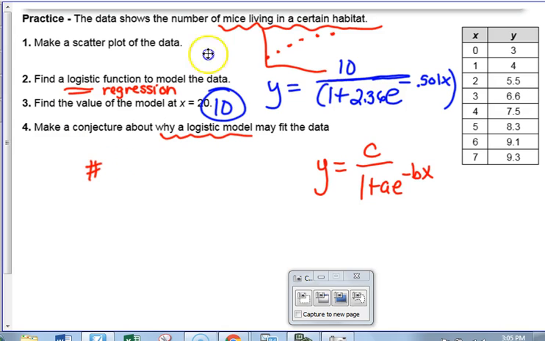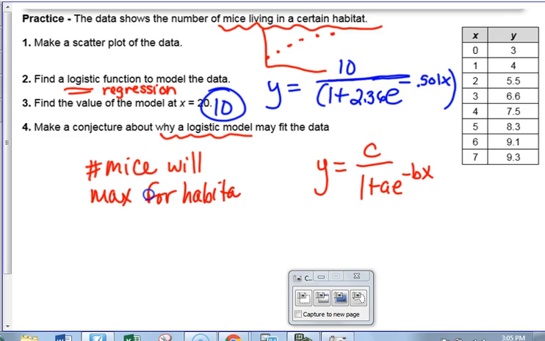Yes, because it straightens out, but it also, to me, it's because it's talking about the habitat of something, right? So a population is going to max out in a certain habitat. So I wrote, number of mice will max for this habitat. Okay, whatever you want to write, I'm good.